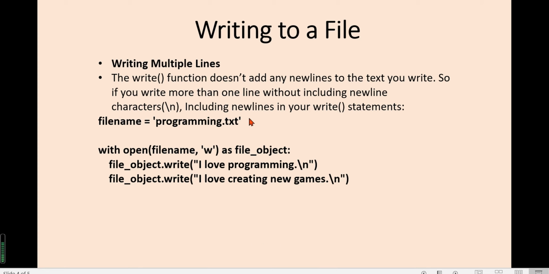So the file name is the same as before. Then we use with open file name w as file object. So we can write two file object.write statements, and two messages will be written into this file. But initially, Python will not add new lines between these two statements. So we add \n, and then two lines will be written in this file.